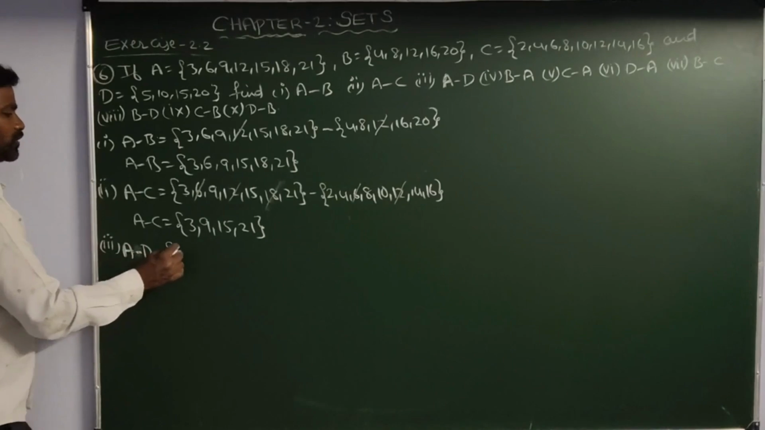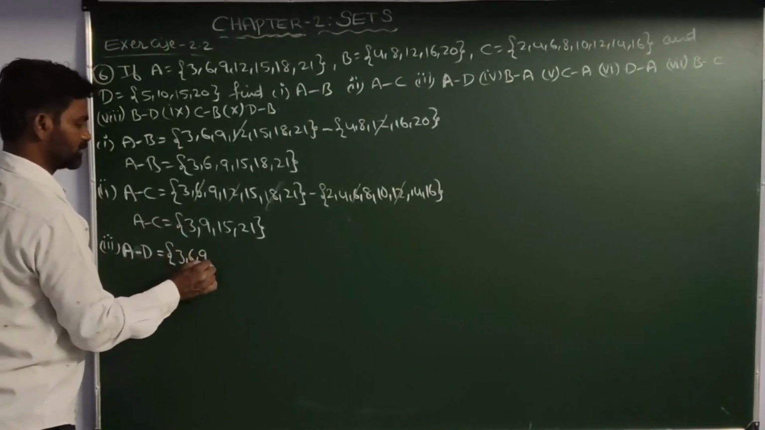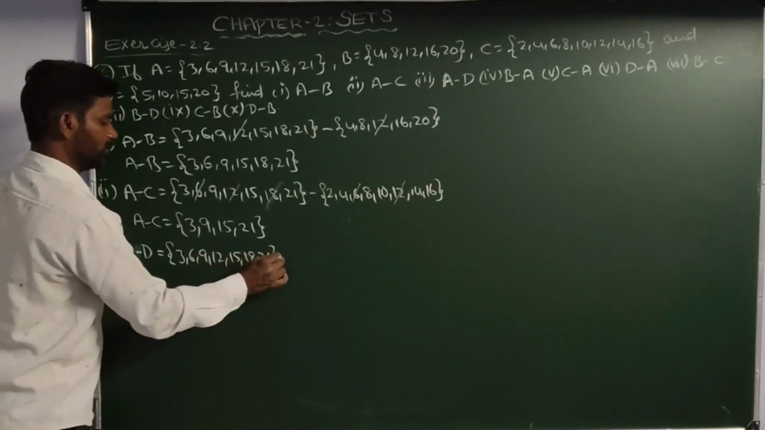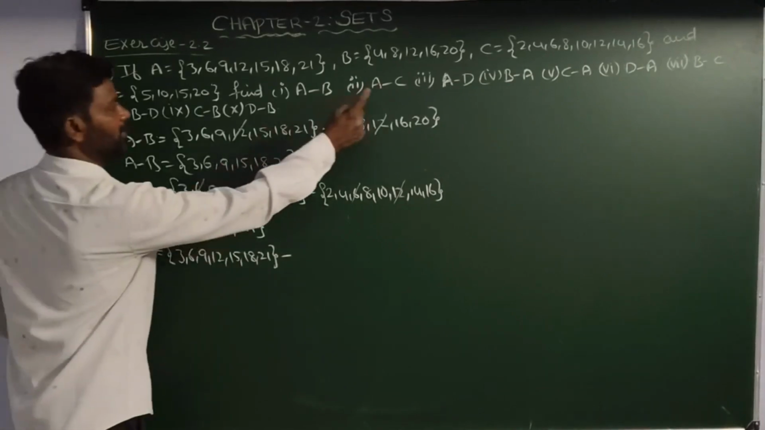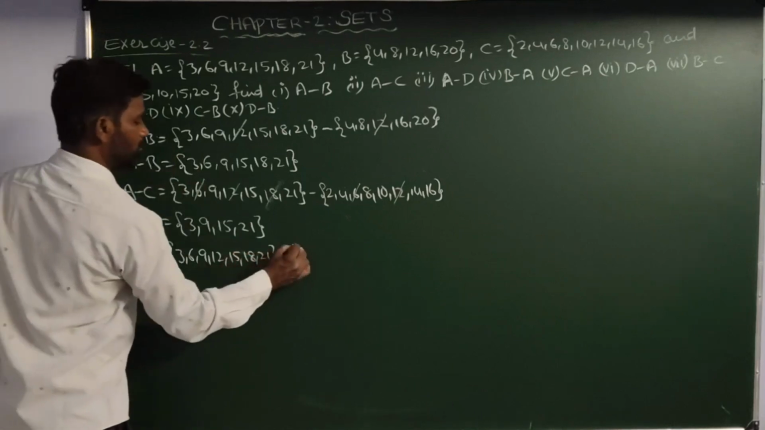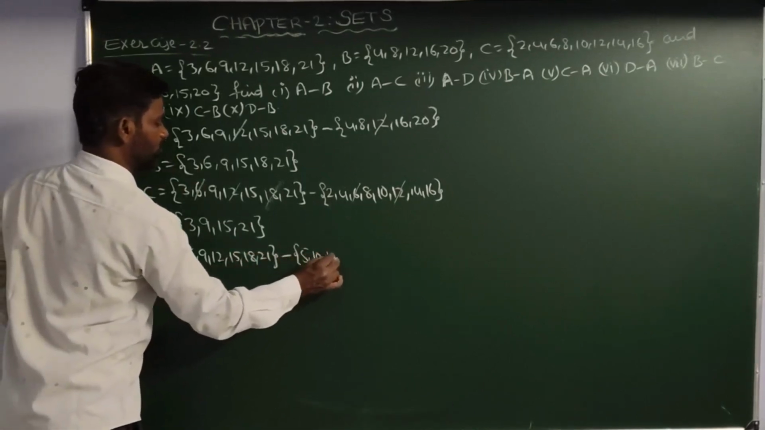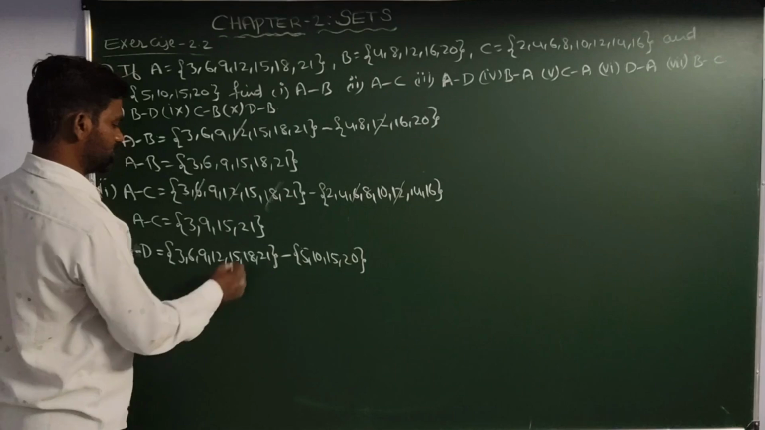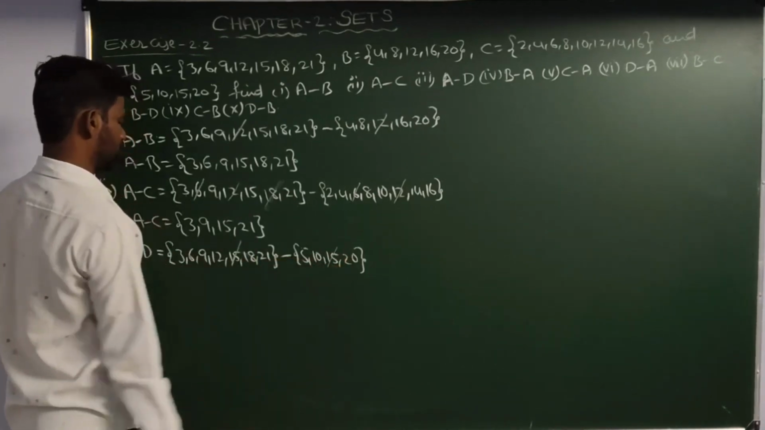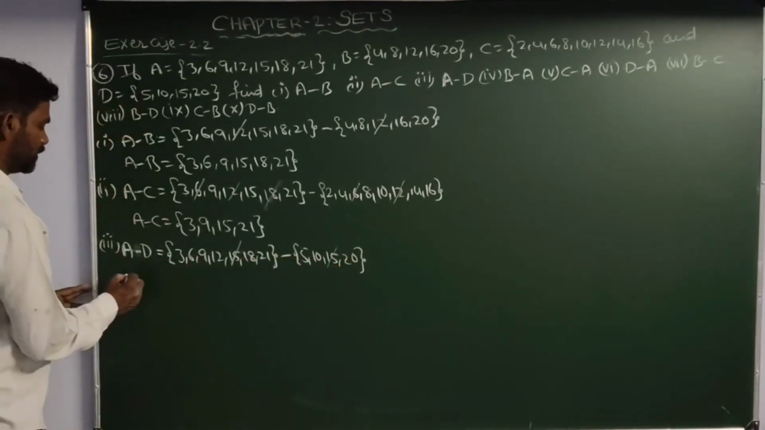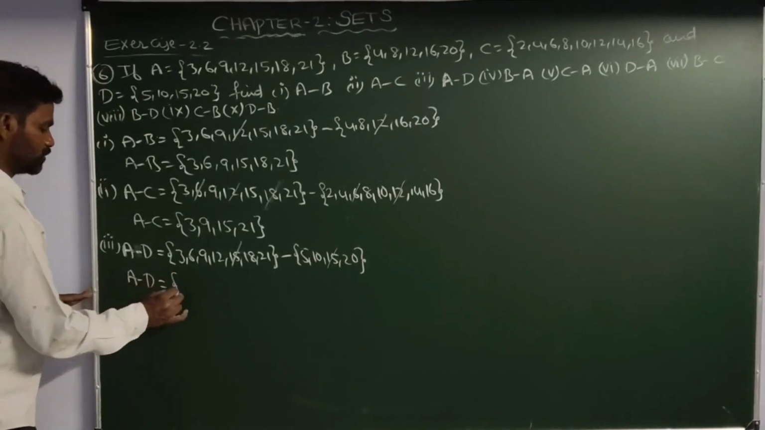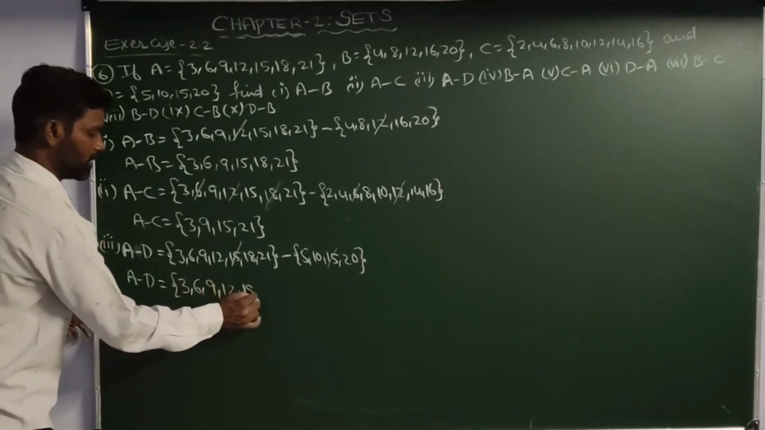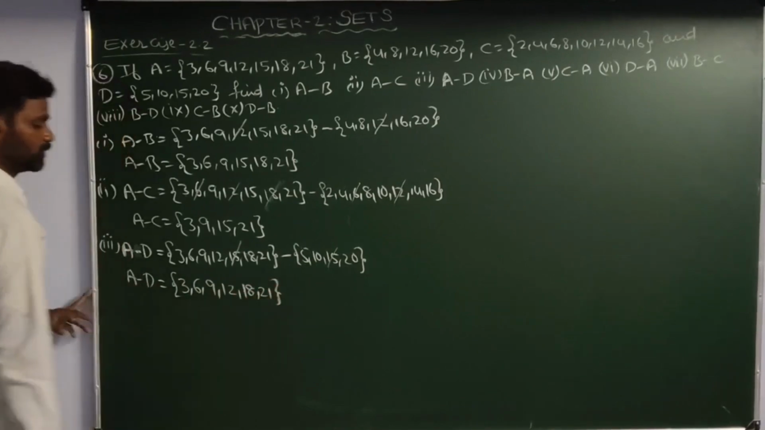A minus D is equal to A elements 3, 6, 9, 12, 15, 18, 21 minus D. What are the D elements? 5, 10, 15 and 20. The common elements in this are 15. Only 15. Therefore, A minus D is equal to the remaining elements of the first set, that is 3, 6, 9, 12 and 18, 21. So this is your answer.